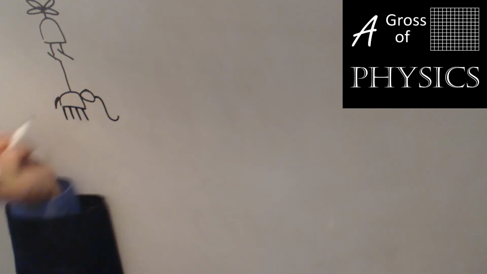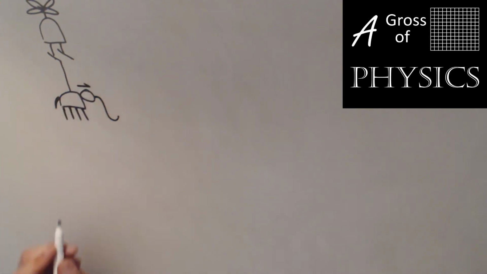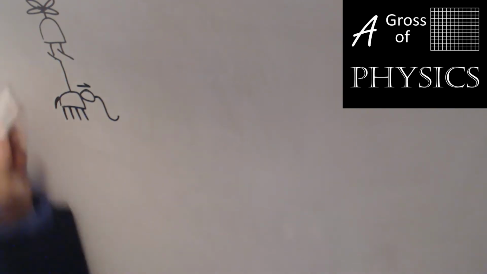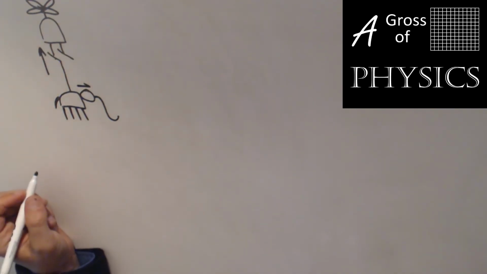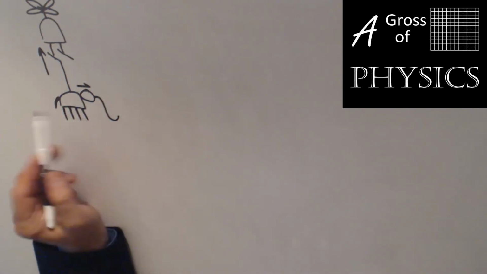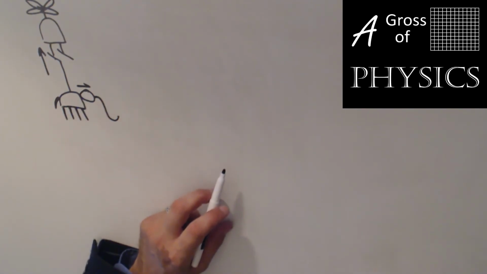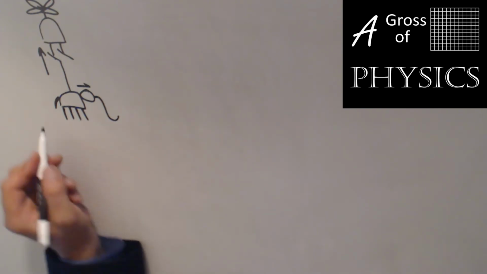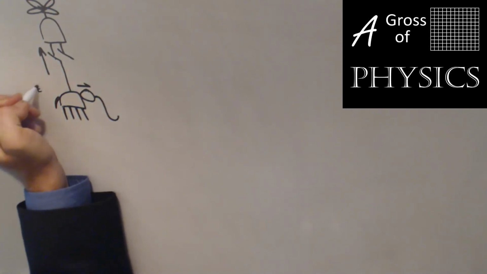Don't forget the tail. And what will happen is the helicopter is going to lift this elephant, and ultimately the cable is going to break. Now, this is not a free body diagram because what we need to start with is our box. And I'm going to draw a free body diagram for just the elephant.